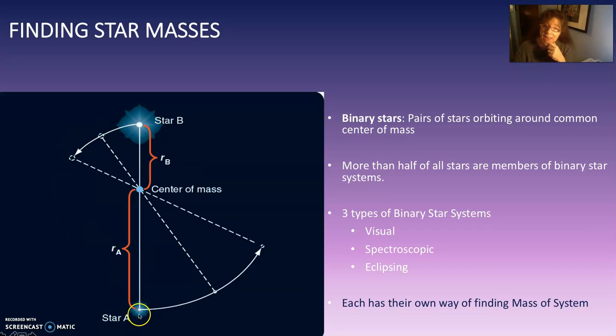And star A, which is not as luminous and not as large, is going to have a larger orbit around the center of mass. But both of these stars in this binary system are going to orbit a center of mass. There are three types of binary systems: visual binary systems, spectroscopic binary systems, and eclipsing binary systems. Each has a little bit of a different way to find the mass of that system, but let's explore these different systems right off the top.